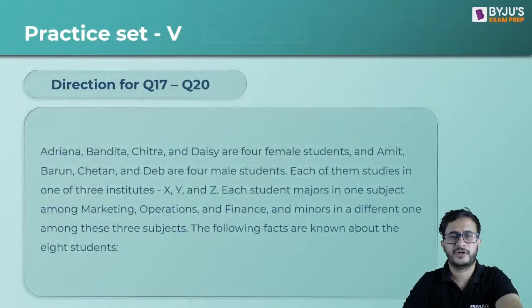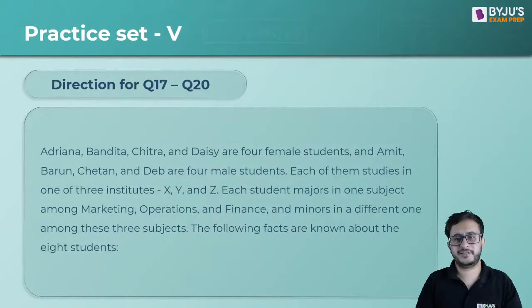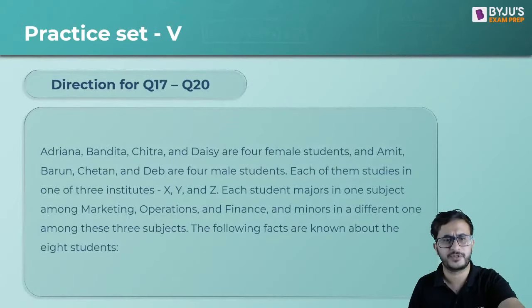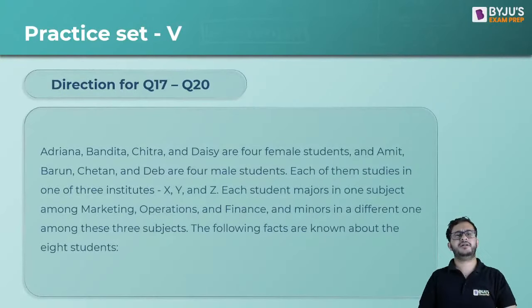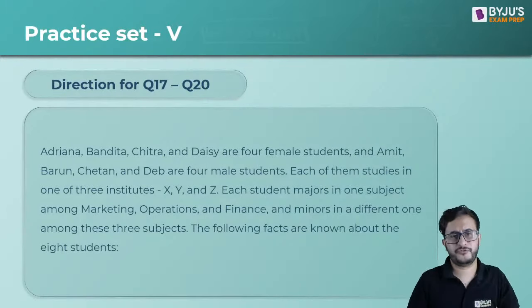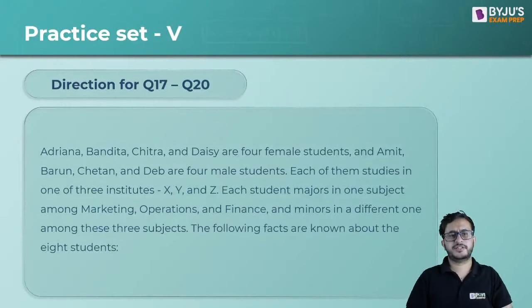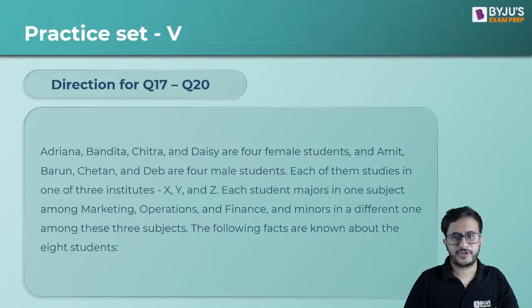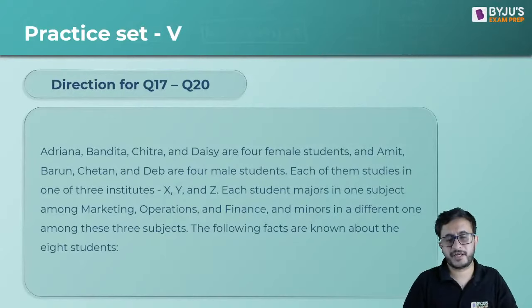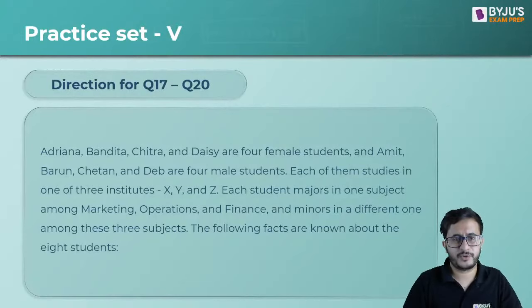Okay, all right. So let's do the next set. Again, a set from CAT, I think it was in 2018 first slot. It says that Adriana, Bandita, Chitra, and Daisy are four female students, and Amit, Barun, Chetan, and Dev are four male students. Each of them studies in one of the three institutes X, Y, and Z. Each student majors in one subject among marketing, operations, and finance, and minors in a different one among these three subjects. And the following facts are known about the eight students.